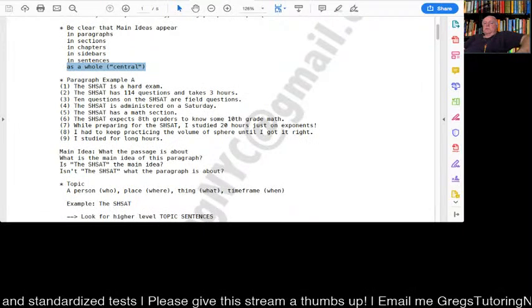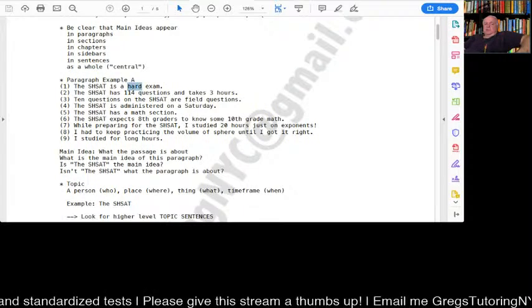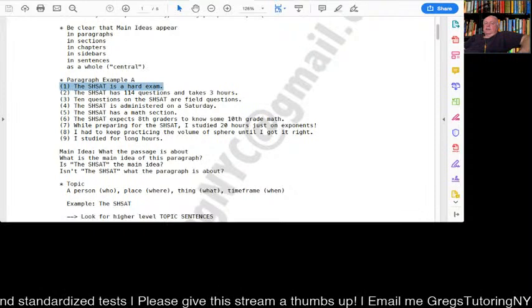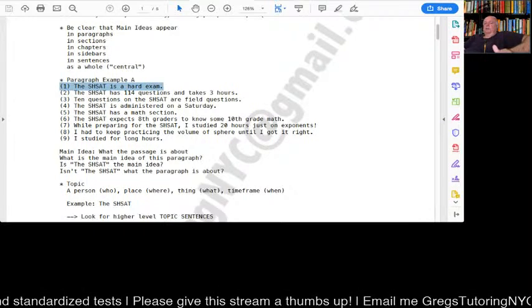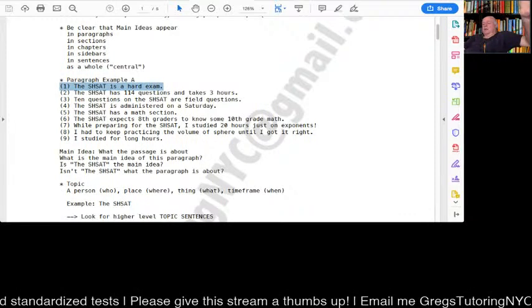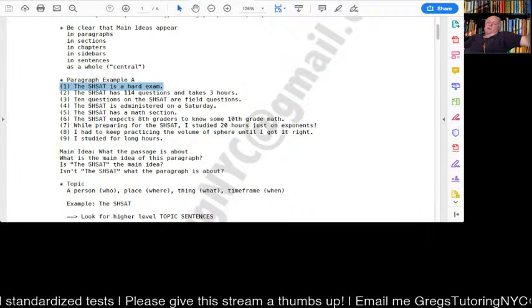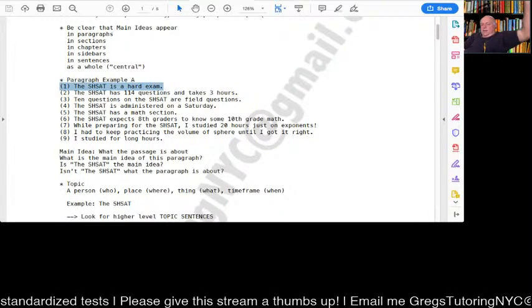So sometimes a passage will give you the topic sentence. In this case, it's sentence number 1. It's not just about the SHSAT. It's about the SHSAT being hard. Okay? So in this case, I gave it to you. Almost like the Finding Sacagawea passage. The author never said that thing, but by virtue of using the title with the question, it's pretty much a given that that's what's going to happen.